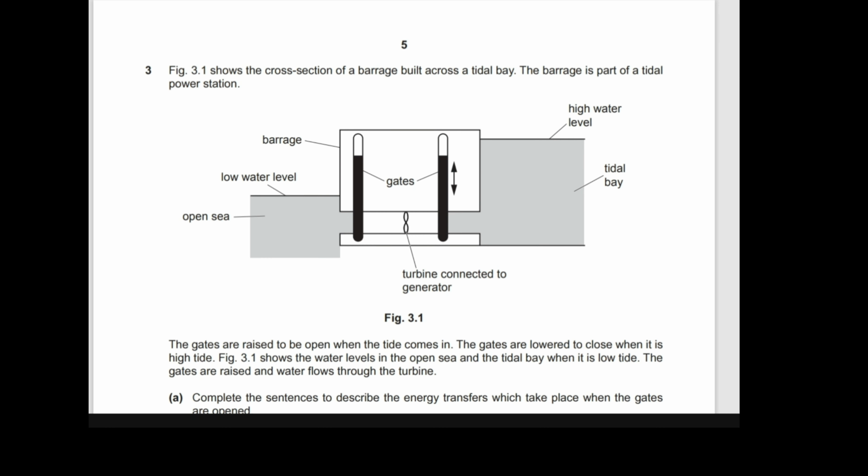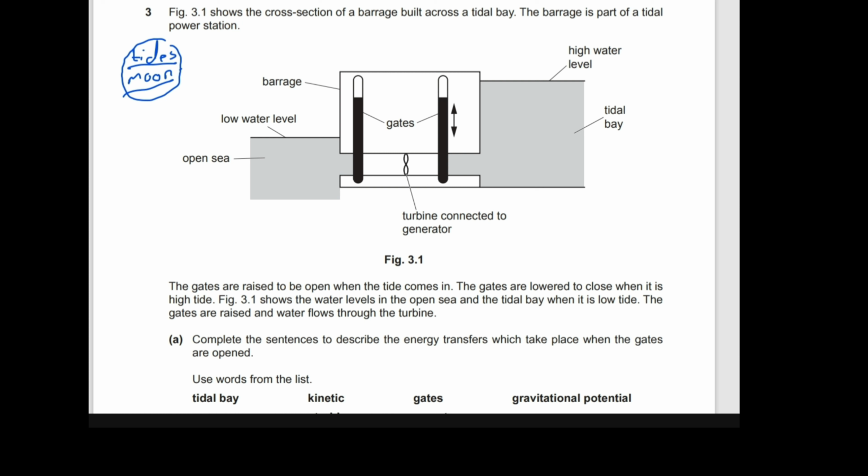Fig 3.1 shows the cross section of a barrage built across a tidal bay. The barrage is part of a tidal power station. I hope we all know what a tidal power station is. A tidal power station is one that uses the tides to produce electricity, and this has something to do with the moon. Remember, you did this in space physics. You have to apply some knowledge in which you'll be explaining how the moon causes these tides. Anyway, let's focus on the question at hand.